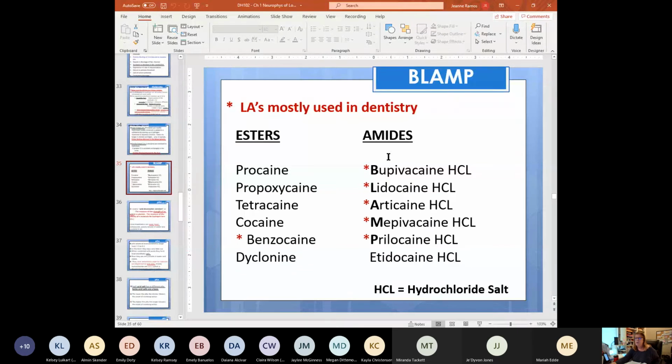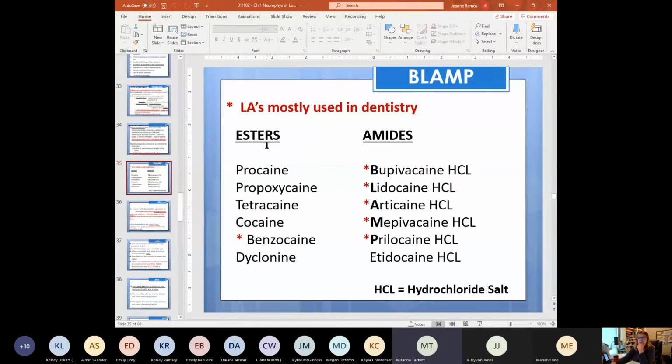This is how I remembered all of the anesthetics, because prior students have had to write them down, and this is how they remember the ones that we have. You have esters or you have amides. These are the local anesthetics that are mostly used in dentistry, which have the asterisk. The mnemonic would be BLAMP: bupivacaine, lidocaine, articaine, mepivacaine, prilocaine. Atitocaine isn't really sold; it's not easy to get in the United States anymore. They add that on there, but I don't know any questions that ever really come up with that, so I left it off. This HCl means it's a salt. It was made into a salt first, which we'll get into later.